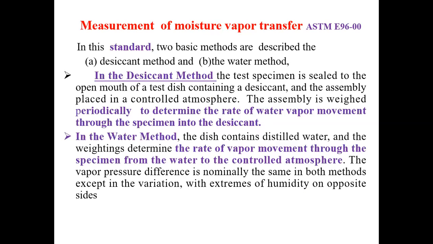In the water method, the dish contains distilled water, and the weighing determines the rate of water vapor movement through the specimen from the water to the controlled atmosphere. The vapor pressure difference is normally the same in both methods, except for the variation with extreme humidity on the opposite sides. Now let us see what is the detailed method for determination of the moisture vapor permeability.